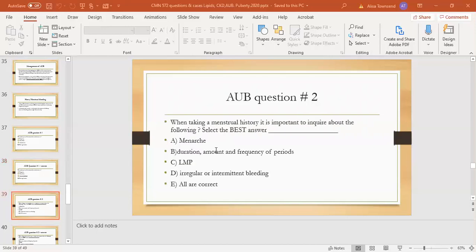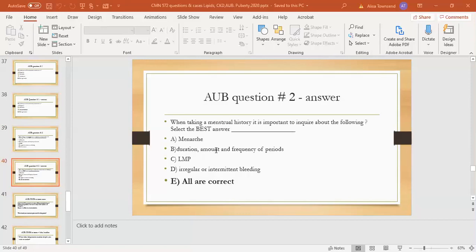All right. And then we've got the next one. When taking a menstrual history, it's important to inquire about the following. Select the best answer. All right. Fatima says E. Good. Correct. E is correct. This is one of them, I would say, again, make sure you're reading all of the options, because all of them are correct. So you want to select the best option, and that's E.